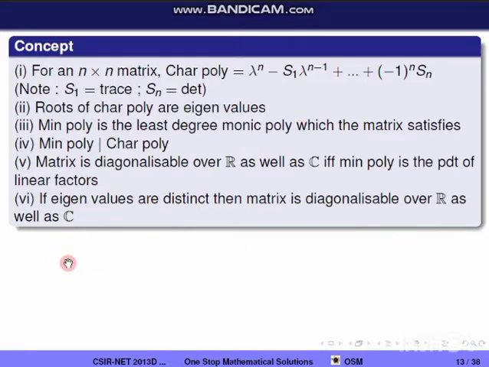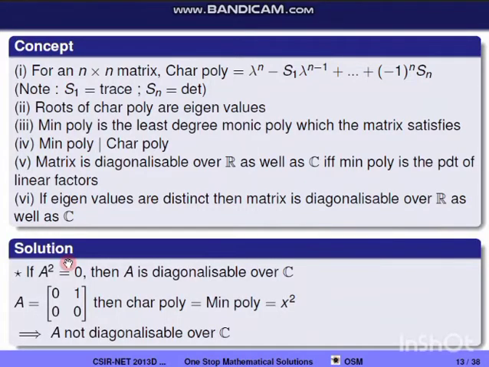So now we'll move on to the question. We'll look at the options one by one. First option, if A square equal to 0, then A is diagonalizable over C. So let me take A equal to 0, 1, 0, 0. Then characteristic polynomial is equal to x square minus x into trace, which is 0, plus determinant, which is also 0. Therefore characteristic polynomial is x square, and we know minimal polynomial divides characteristic polynomial. So possibilities of minimal polynomial are x and x square.